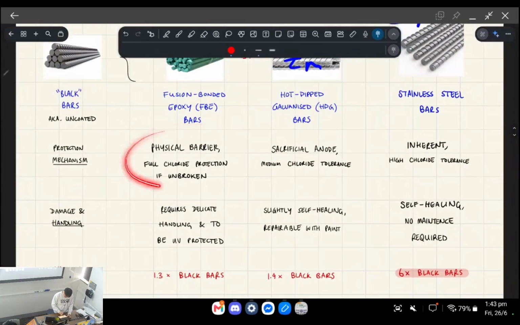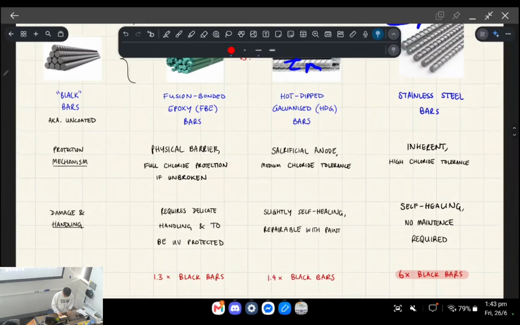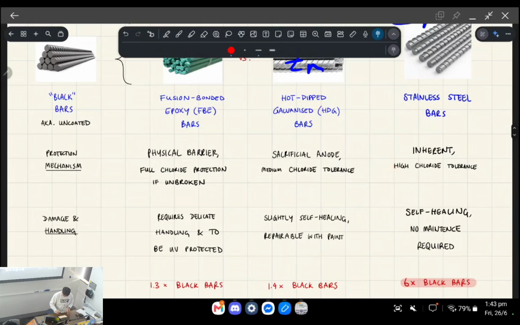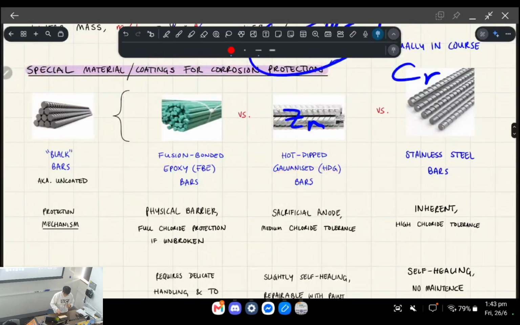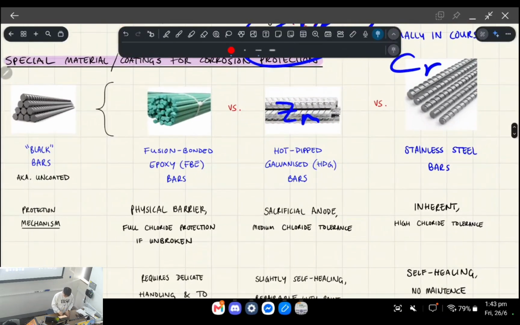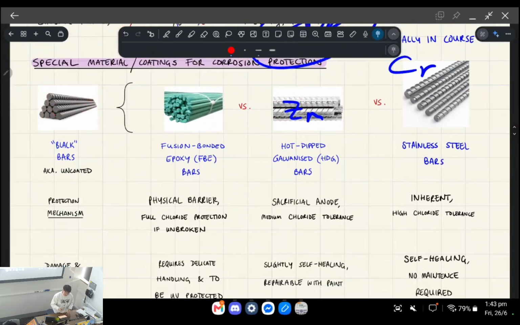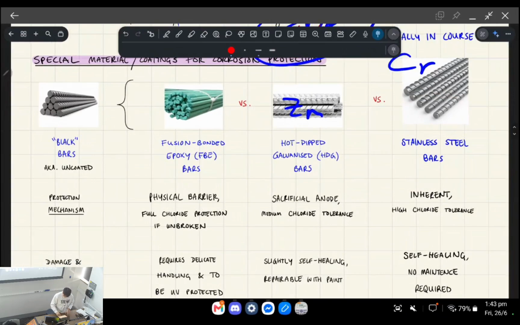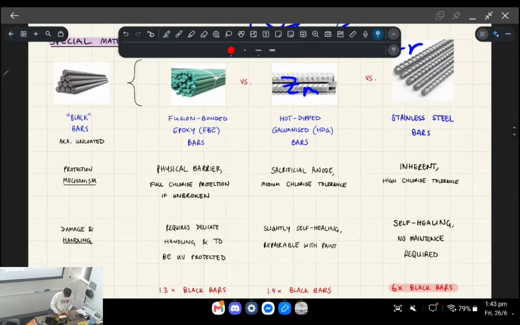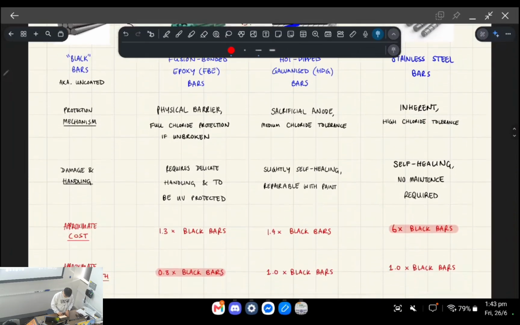Sorry, so I did mention fusion bonded epoxy already. It acts as a physical barrier. Hot dip galv bars act as a sacrificial anode, right? Which just means that the zinc will take on any of the chlorides rather than the steel itself. Stainless steel bars are essentially corrosion resistant to begin with, inherently, okay? So they have a high chloride tolerance.